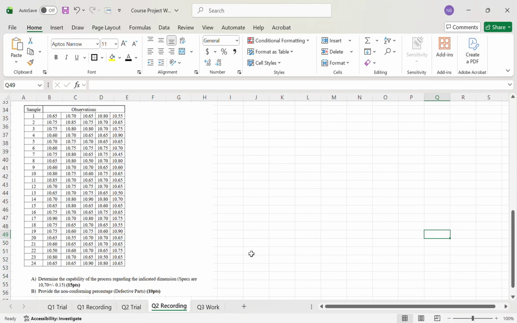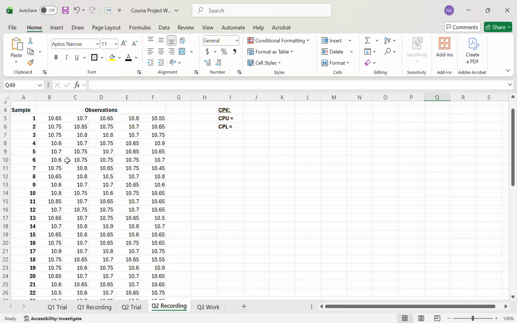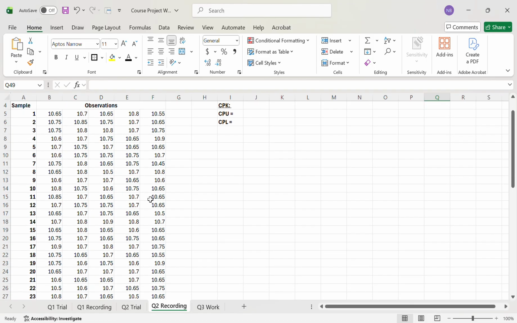Just like question 1, the first step is going to be input all the sample data, which I've already done to save time, into Excel. Now, we can work on part A. So, to determine the process capability, we're going to be using a CPK method, which is going to tell us the actual capability of the process, as opposed to a regular CP method, which would only tell us the potential capability. So again, we're going to use the CPK method, which is going to show us the actual capability.